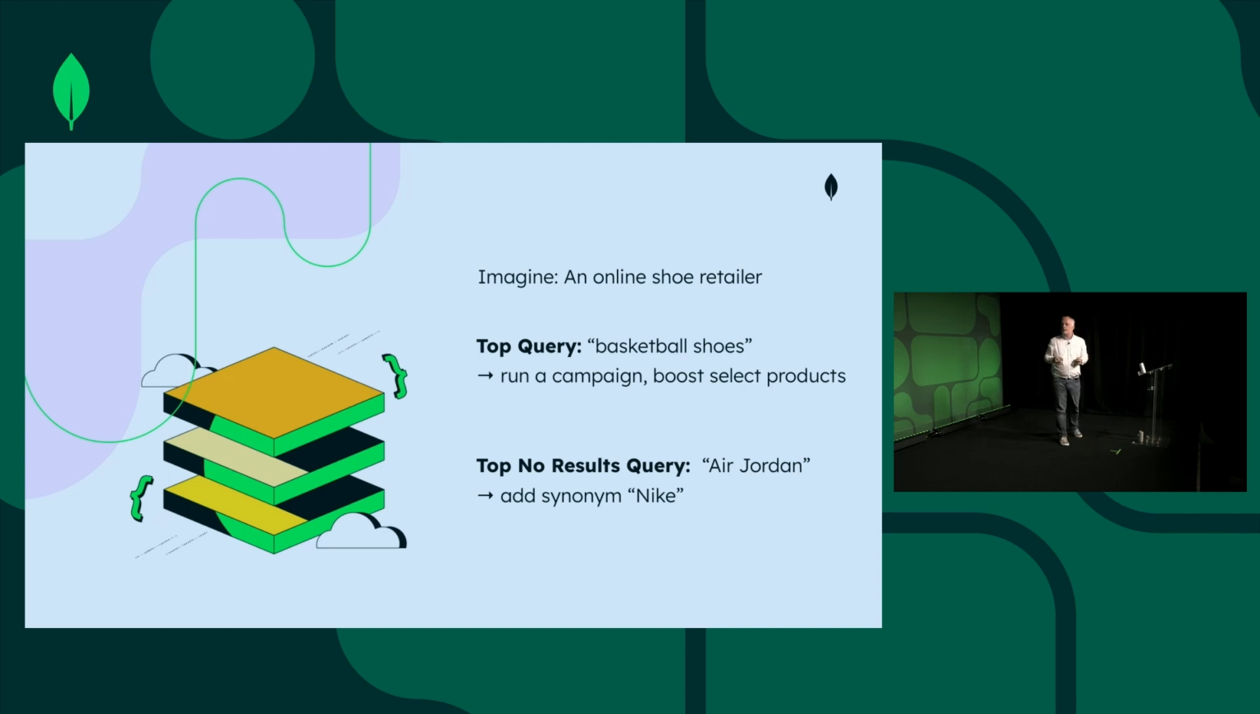I can see that the top search term that I didn't find any matches for was Air Jordan. And the reason for that is I'm out of stock of Air Jordans. But I do know that I've got lots of other Nike shoes there. So what I can do is add a synonym to say that if someone types Air Jordan, also match that with strings that contain Nike. And so that way I can start selling them some Nike shoes even if I don't have the Air Jordans that they wanted.